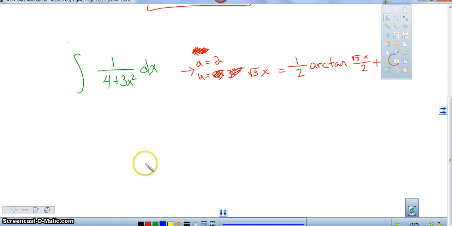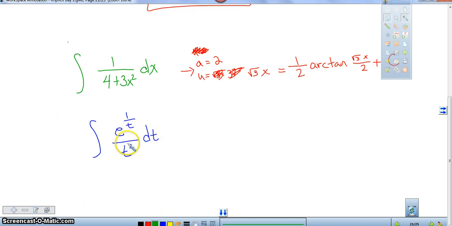Alright, let's look at one more. I'm going to use an e. We haven't done e for a while. So e to the 1 over t power divided by t squared. And since we're using t, that would be a dt.